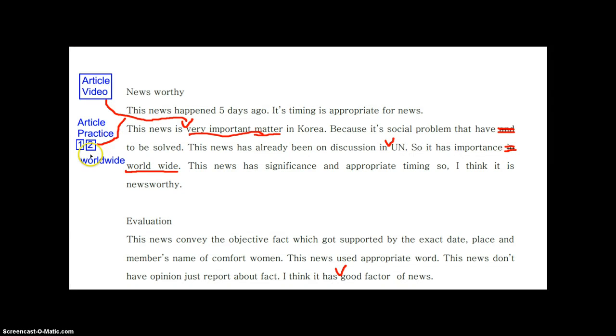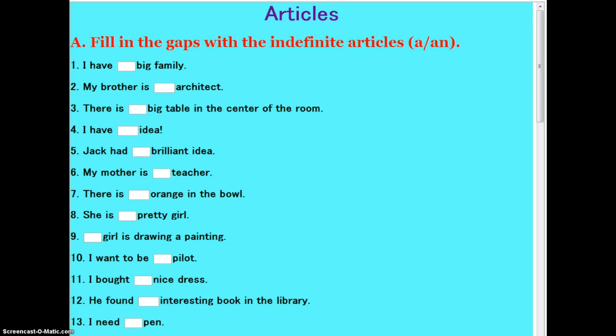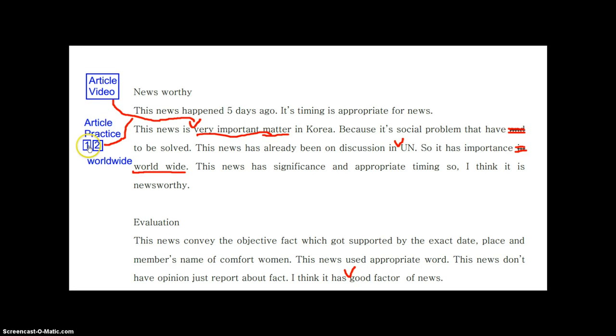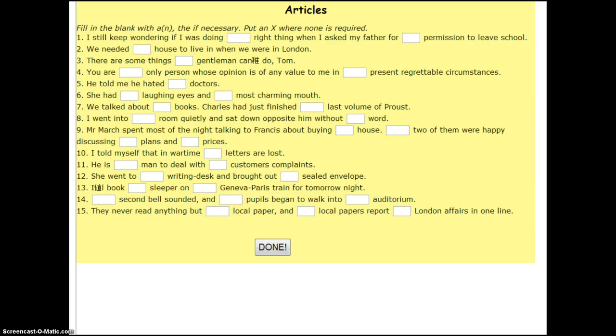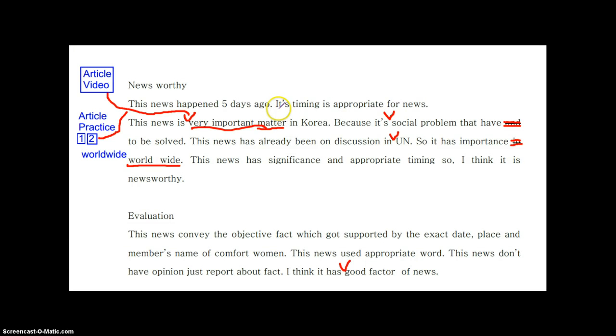Also, I gave you a couple of exercises to practice your article use. Here's the first one right here. And here's the second one. Don't worry if you don't get everything right on your first try, but I recommend that you try them out at least once. Alright, so let's take a look at "its" and "it's".